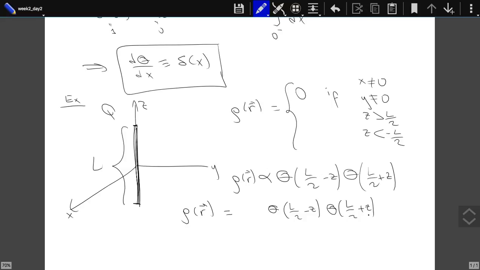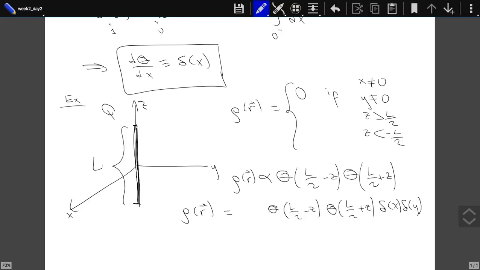Well, it should be 0 if x is not 0. So we already have a function that satisfies that property, the Dirac delta x. It should be 0 if y is non-zero. So we already have a function that satisfies it. So rho is non-zero only if x is 0, y is 0, and z is in between L over 2 and minus L over 2.